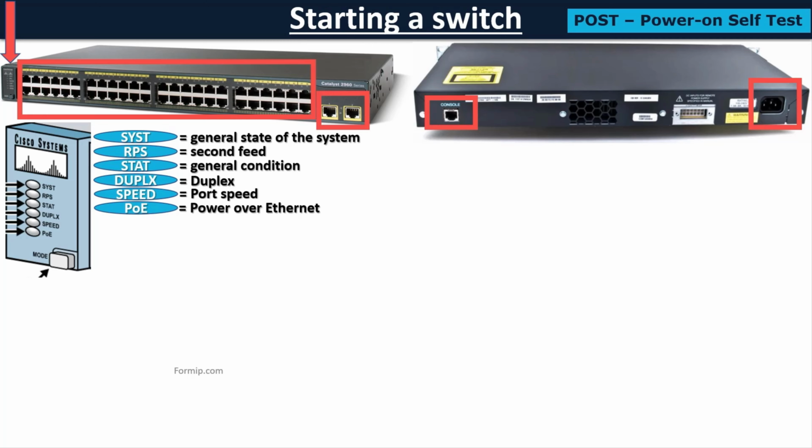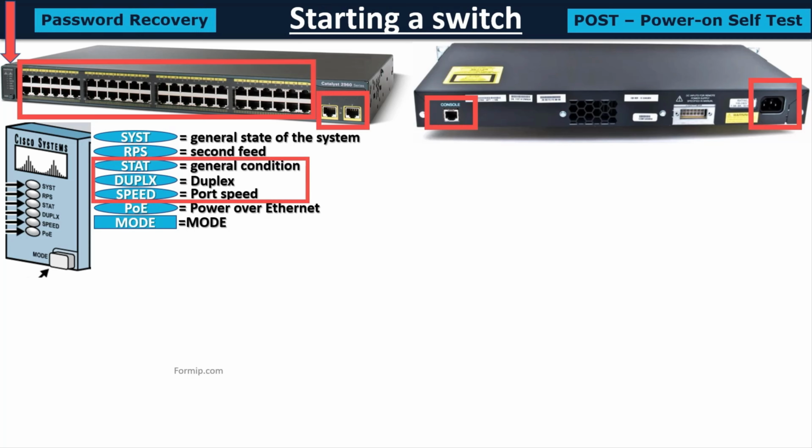Some switches have self-powered ports, very useful, for example, to power IP phones. The mode button provides information on the state of the switch, especially in combination with the LEDs stat, duplex, and speed. But most admins use it instead to do a password recovery by holding it down for 10 seconds. So among all these LEDs, the one that needs to be looked at first is the system LED.